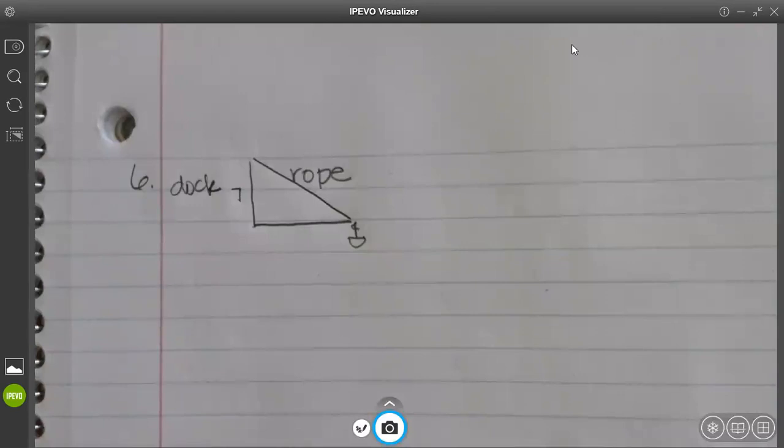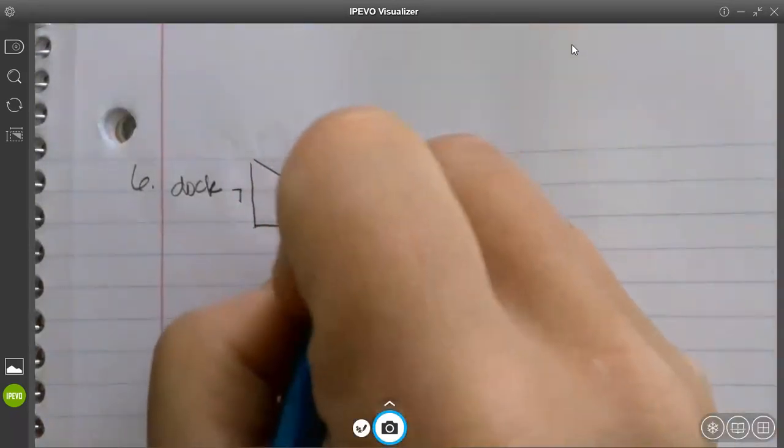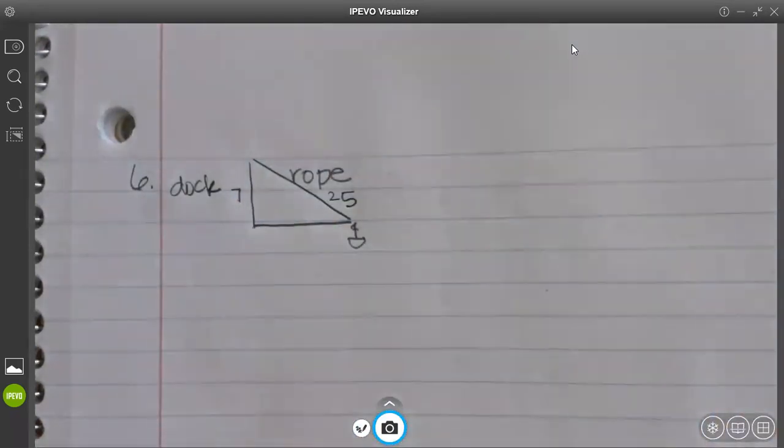What do you know about the rope? Okay, that's the rate, but I don't have a rate right now. No, you're fine. We'll use it in a minute. The rope is 25 feet long. It is the rate at which it's being pulled in from the pulley.